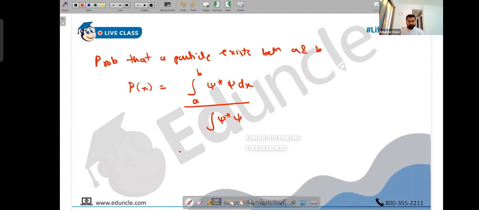Now, I can write this as the integral over AB of psi star psi dx. This is only from A to B, and this is the overall space, or whatever region they are giving. If this is normalized, then this will be 1. If this is not normalized, then this will not be 1. That's important to understand. So this is nothing but the scalar product of psi with psi.